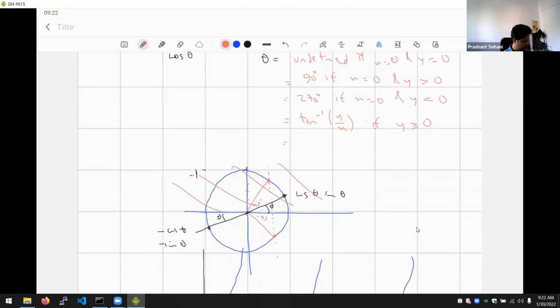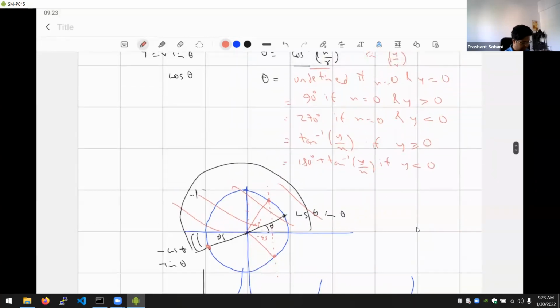And if your point is in the lower half of the plane, for example below the x-axis, then if you find tan inverse y by x, what you will get is simply this angle. But what you're interested in is the full angle, so you have to add 180 to that. Therefore, in this case it will be 180 degrees plus tan inverse y by x if y is less than 0.